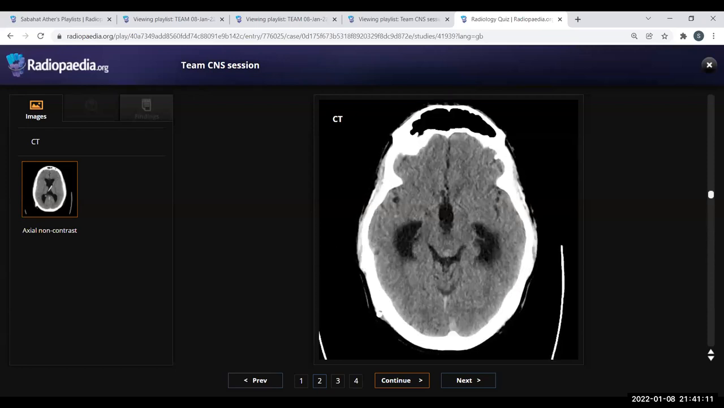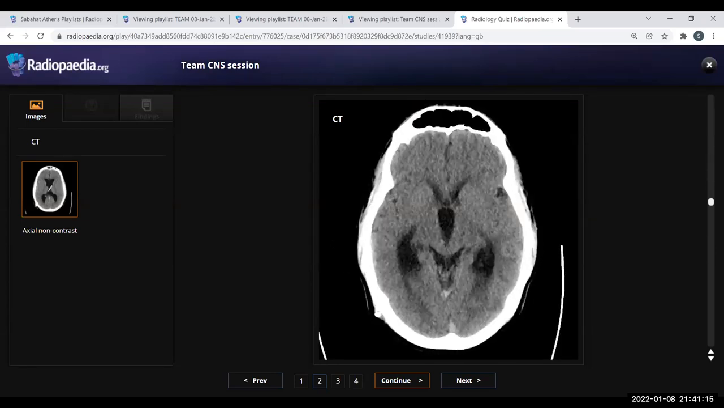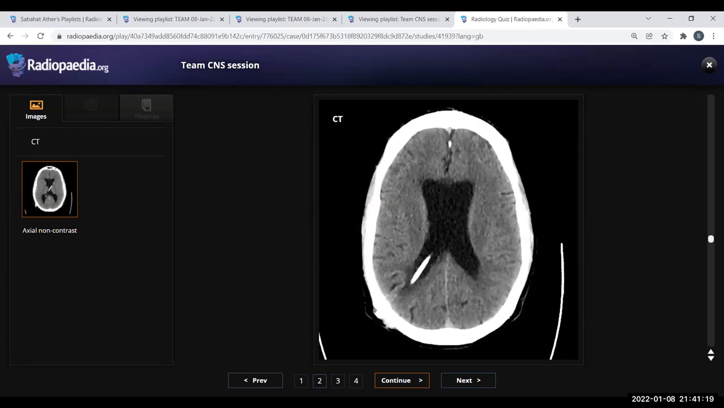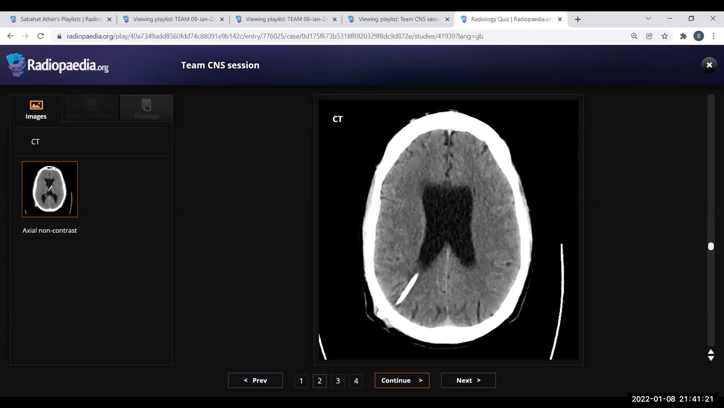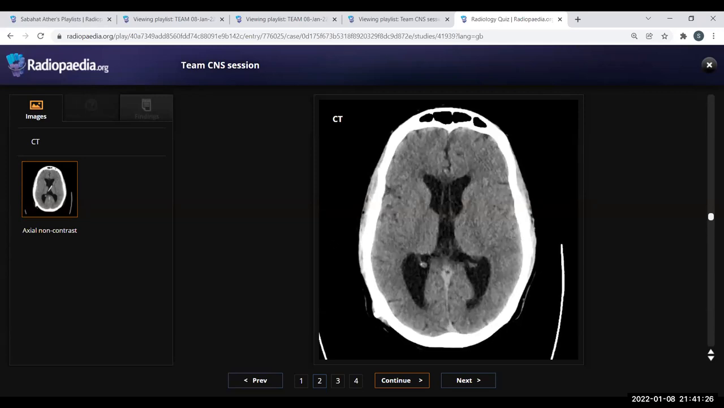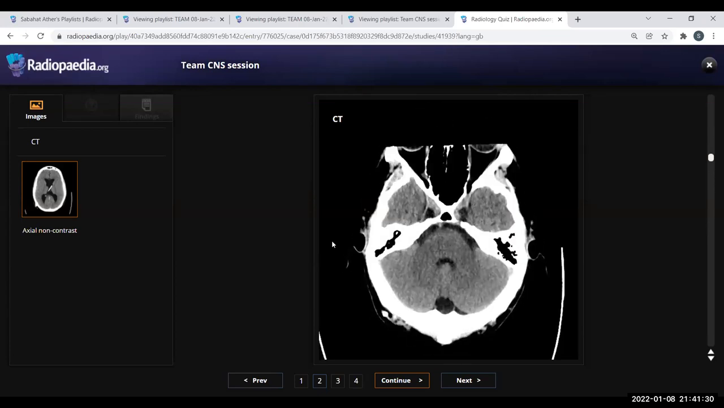So would you think this shunt is doing its job? No, it's not. It's a malpositioned shunt. So what would you do next? This patient would require repositioning of the shunt. Okay, so before referring to neurosurgery, would you go for any other investigation just to evaluate what's the problem with this shunt?